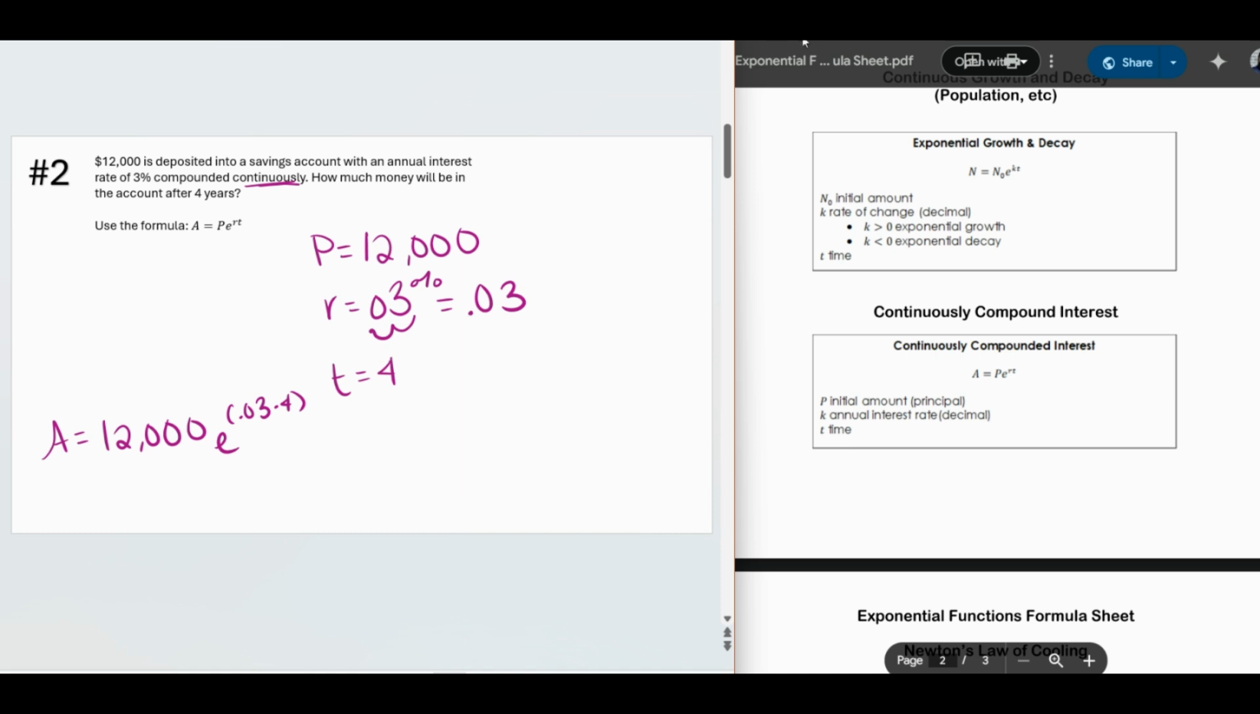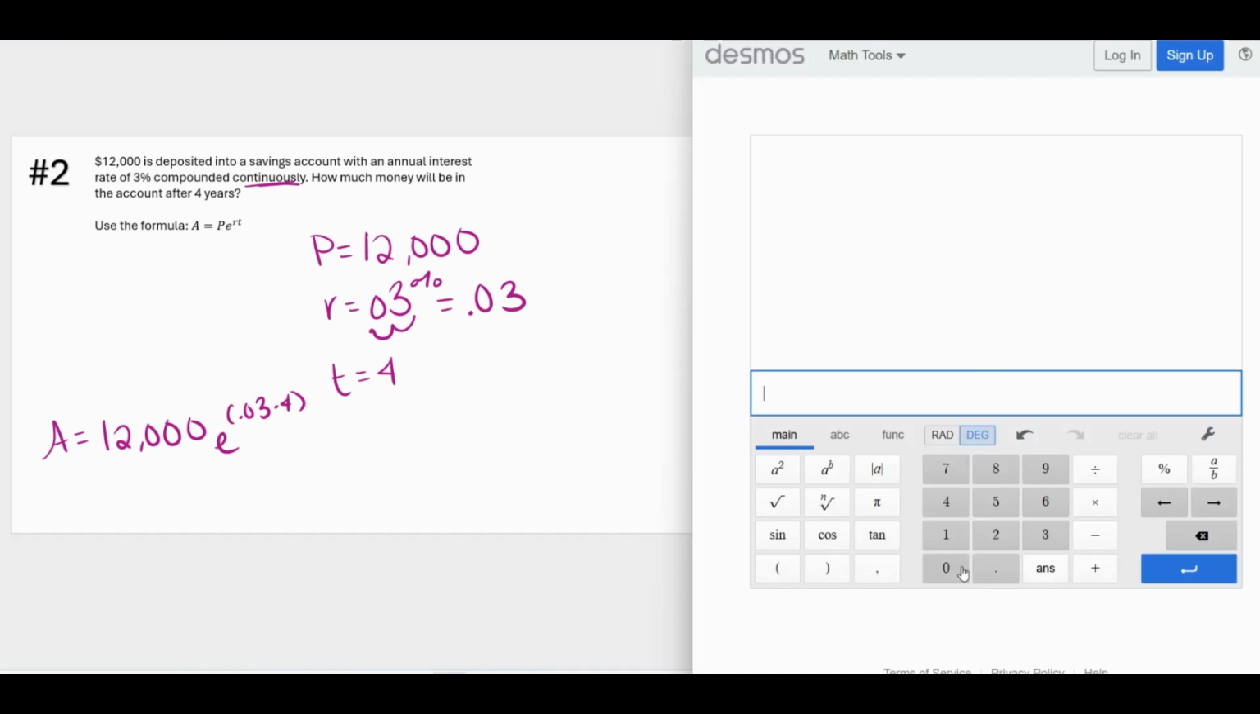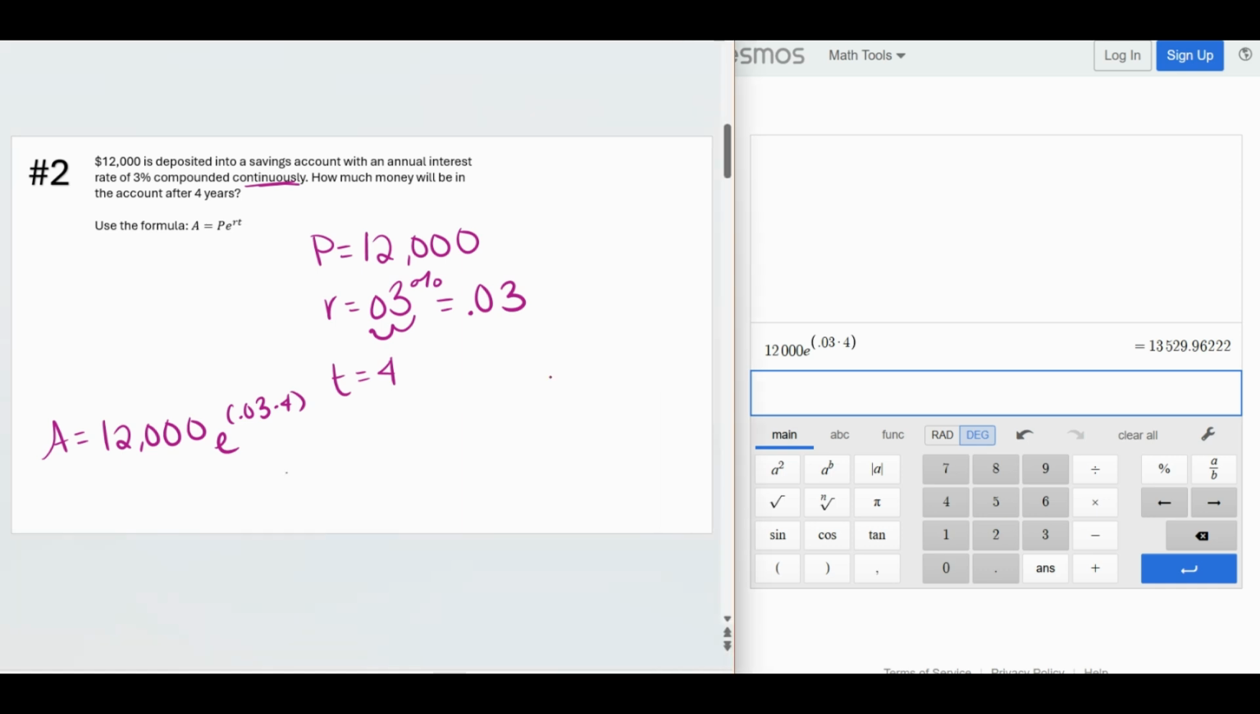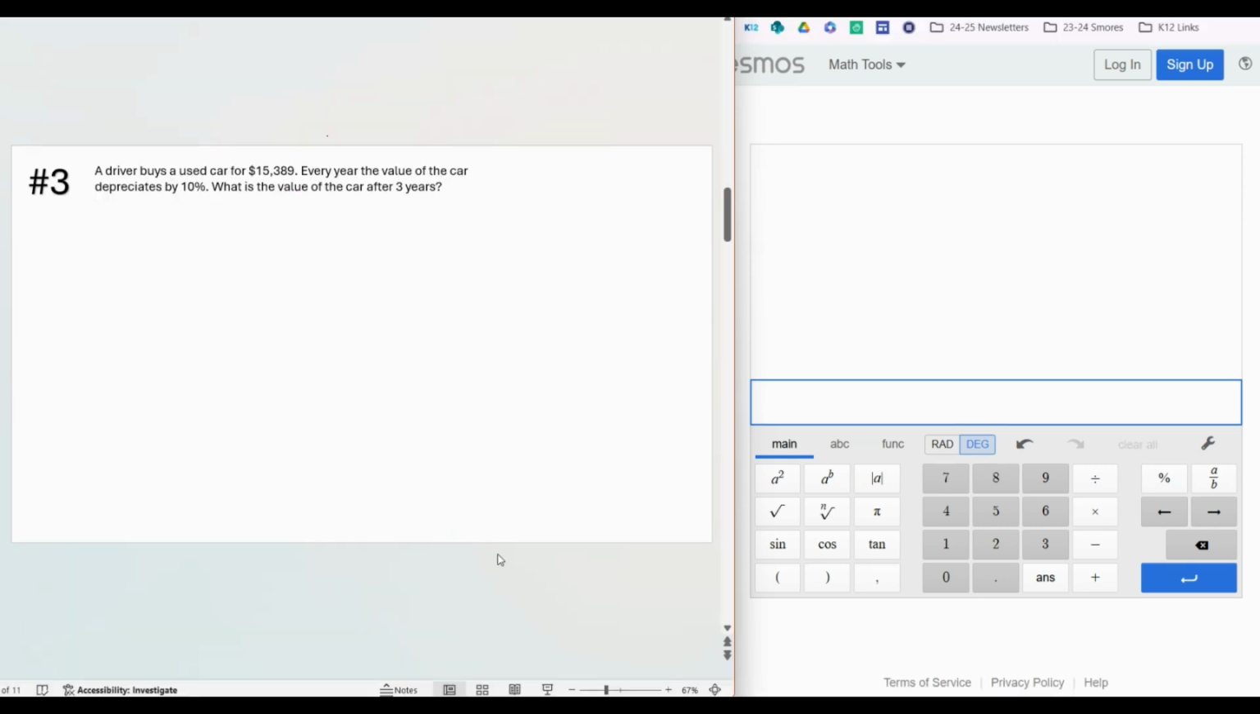And actually what we can do is we can go ahead and enter this in our calculator exactly as I've written it. So we can do 12,000. I'm going to type e from my keyboard, and then I do exponent, and then parentheses 0.03 times 4. Okay, so then when you hit enter, we're going to round to the hundredths place because we're talking about dollars and cents, right? So this is going to be $13,529.96.